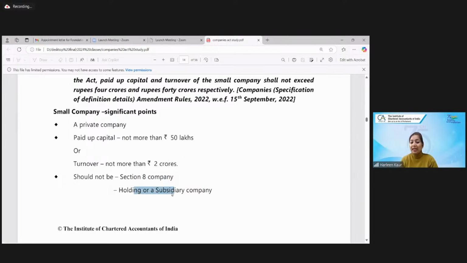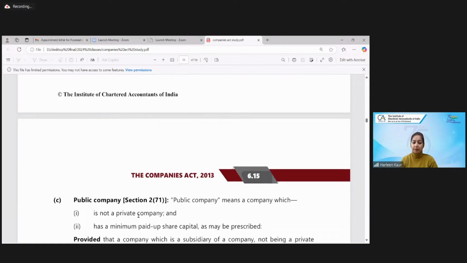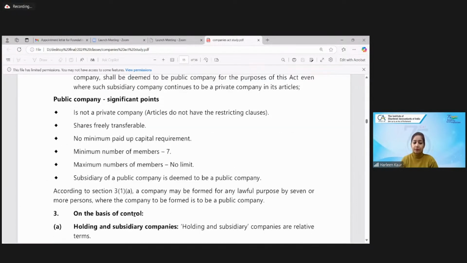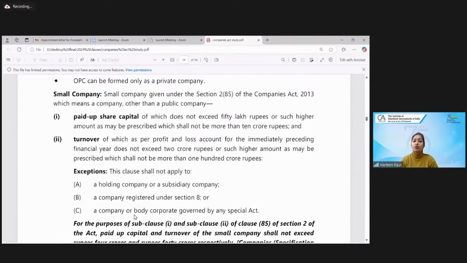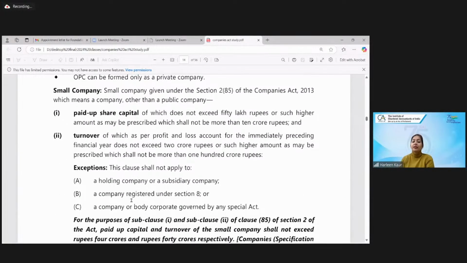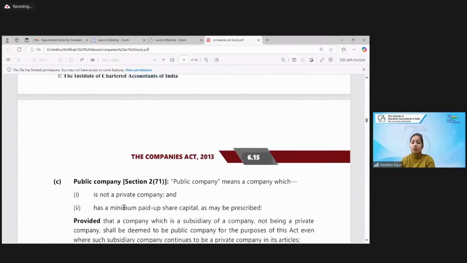Can we have holding and subsidiary of small company? No. Small company cannot be a holding company, neither can it be a subsidiary company. Is that clear? So these are the limits of small companies. What you have to learn is 4 crores and 40 crores is the final limit. It is always a private limited company. It is not a public company.